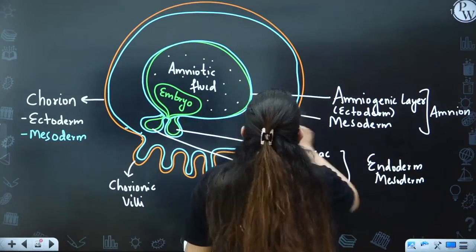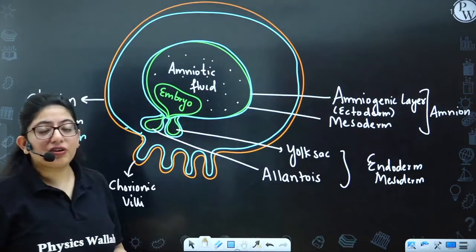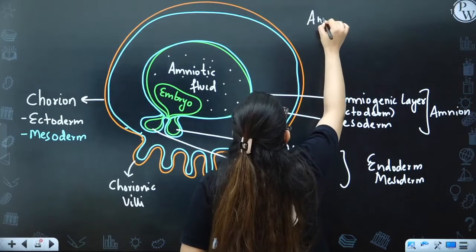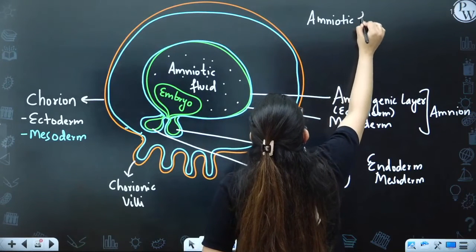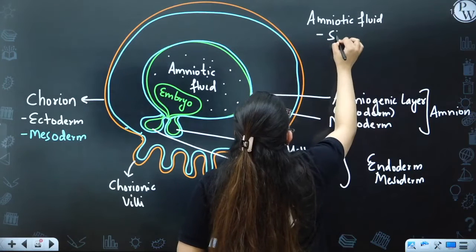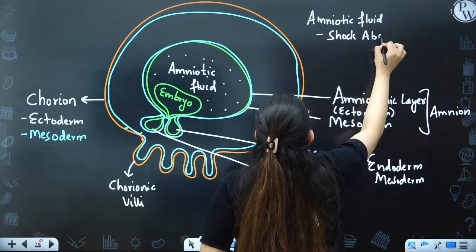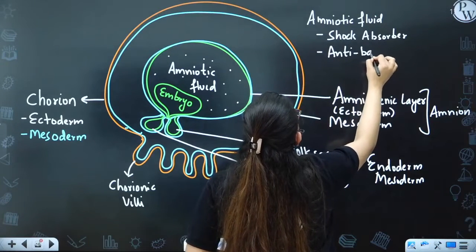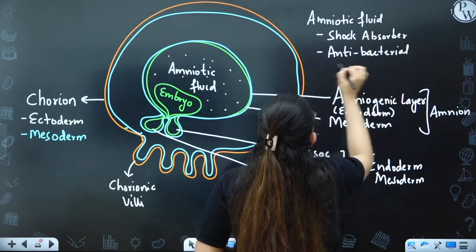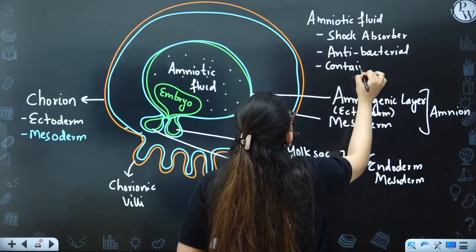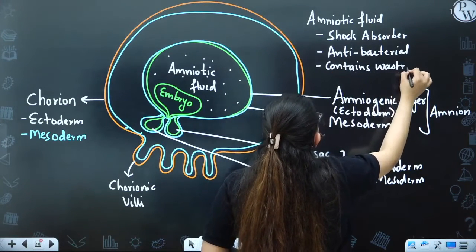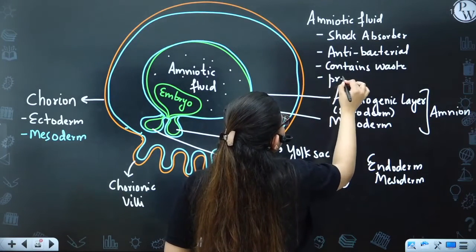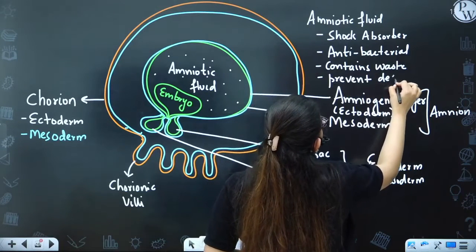Amnion. It secretes amniotic fluid, and amniotic fluid has very important functions to perform. It acts as a shock absorber. It has a lot of functions to perform. It is also antibacterial, guys. It will kill all the bacteria. Also, it contains waste, and it will prevent desiccation or drying.